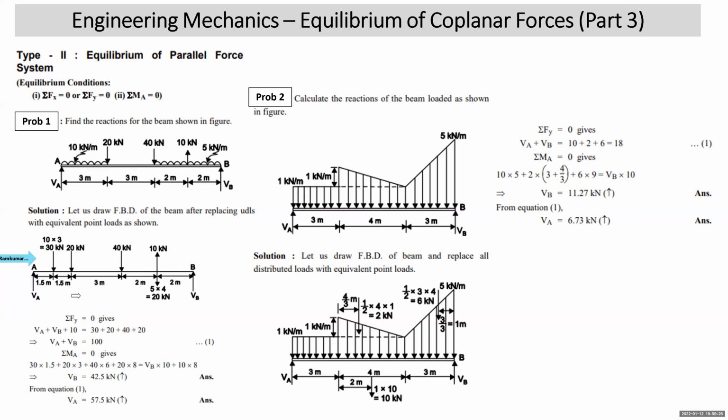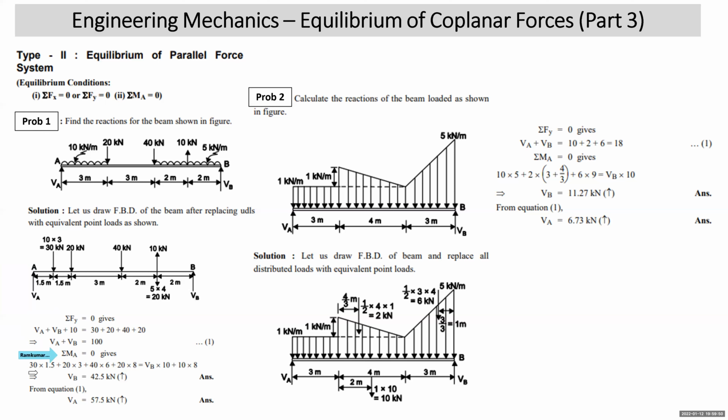Can you see that all forces are parallel to the y-axis? So we'll use the first equilibrium condition, sigma Fy is equal to 0. Sigma Fy equal to 0 means upward forces will be equated to downward forces. I have taken upward forces on the left hand side, VA plus VB plus 10. Down on the right hand side, 30 plus 20 plus 40 plus 20. So you get one simultaneous equation, VA plus VB is 100.